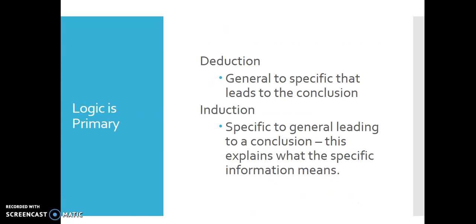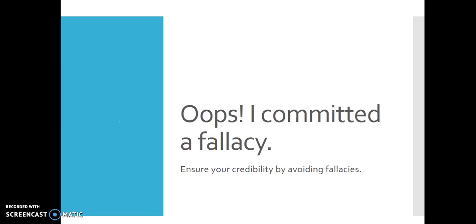Logic is primary, as I said before, and this can be done in a couple ways. You can take a general idea and go specific on it, or you can take a specific to general idea. And this entire discussion of logic will be in a different presentation, so I'm not going to dwell on this. But just know that both are used regularly, and depending on how you're wanting to present your argument, you might use either one of these.